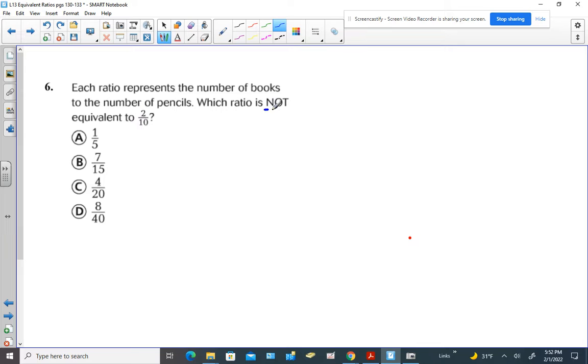So that's important, you pay attention to the "not," because that means 3 of them will be equivalent, 1 of them isn't. You want that one. So everything really is getting compared to this 2/10. Now we have a couple options.